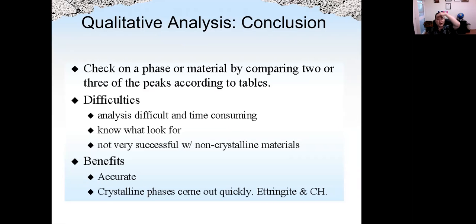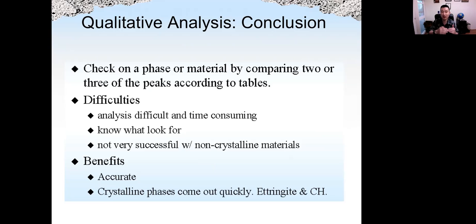So for qualitative analysis, we can check on the phase of materials by comparing two or three types of peaks. The analysis may be difficult and time-consuming, but with the help of software, it may be very quick to tell what type of crystals are in your samples.